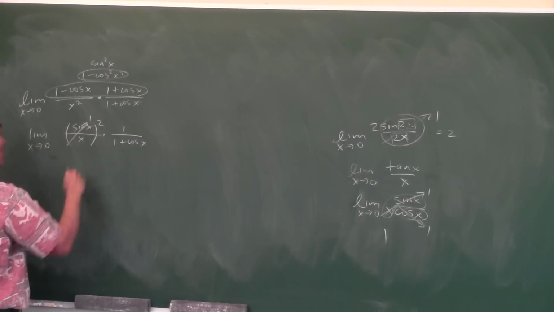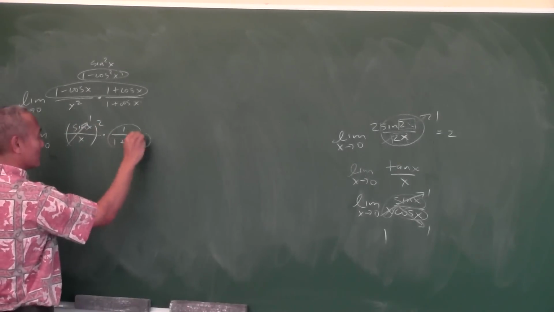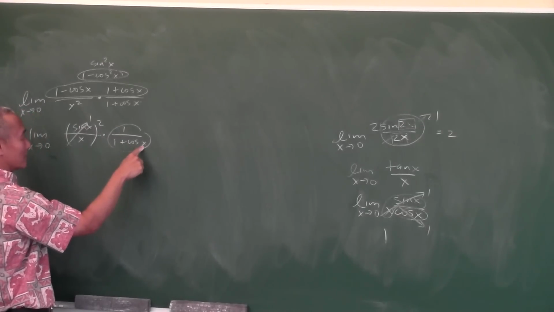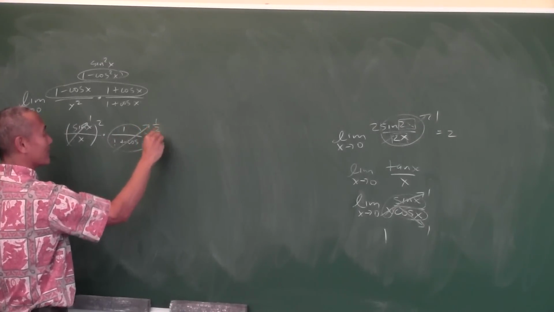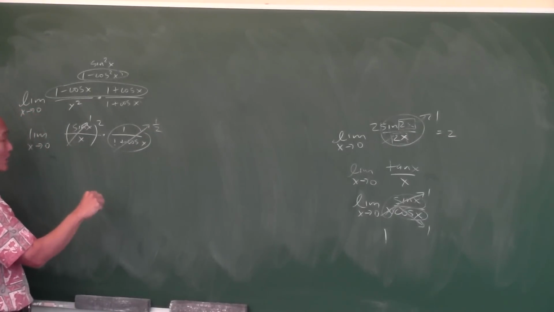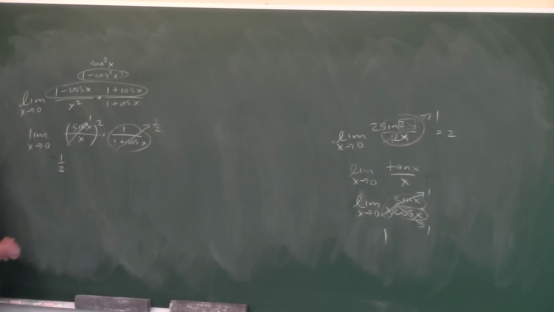Okay, so that's friend. That gets closer and closer to 1, right? Friend squared. But what about this? Well, what happens when you plug in 0 here? You get 1 over 1 plus 1. That gets closer to a half. So therefore, the whole thing gets closer and closer to 1 squared times a half, which is a half. So if you don't see friend, you gotta make friend.